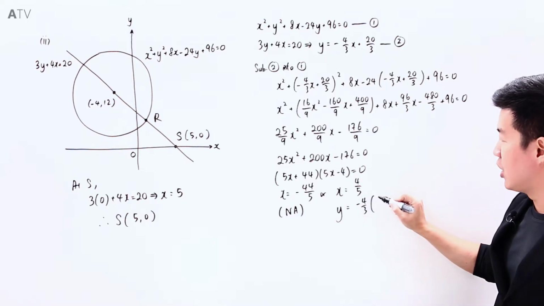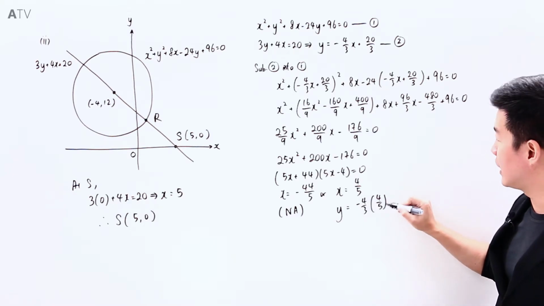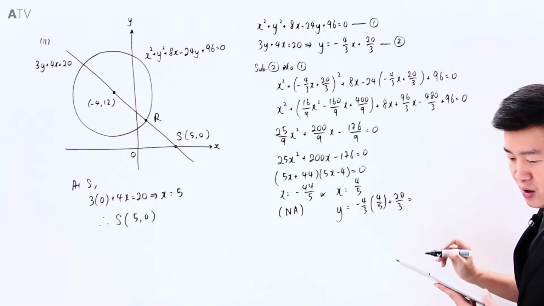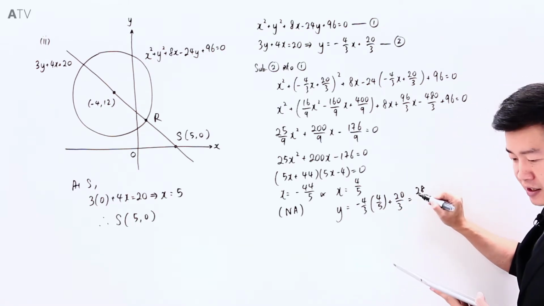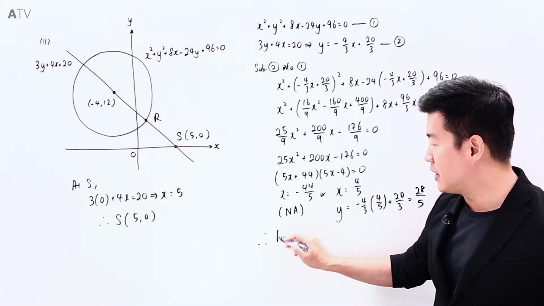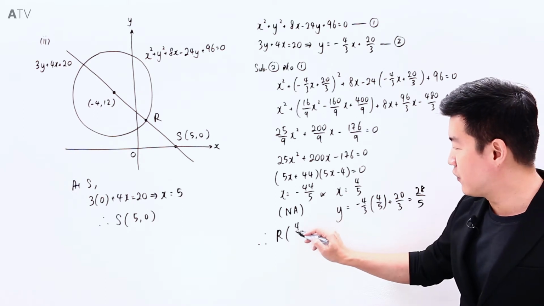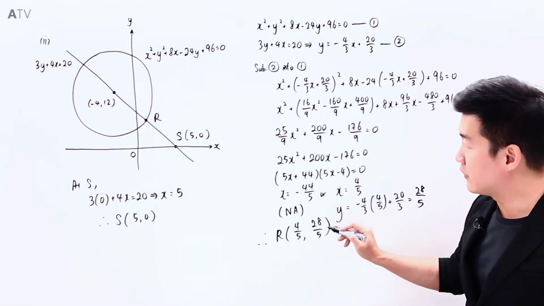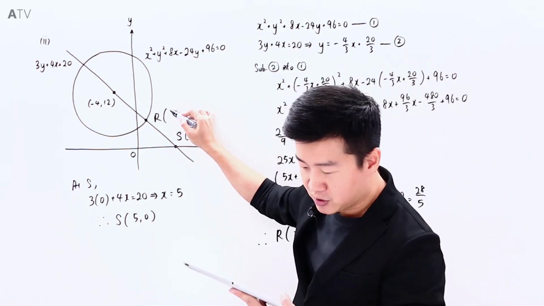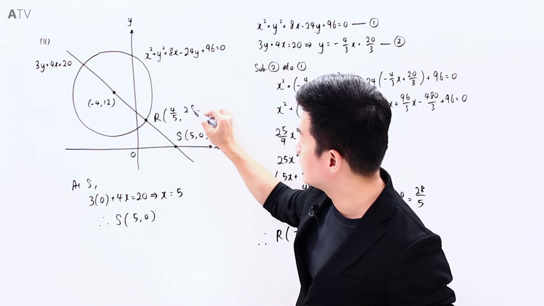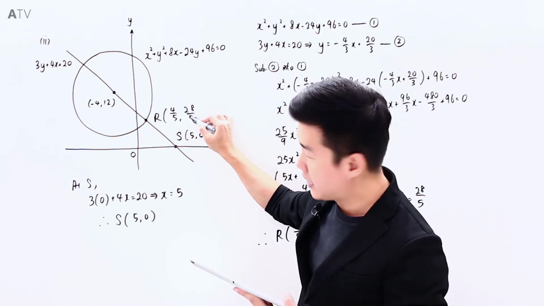The y coordinate of R will be found by substituting this back into equation number 2: minus 4 over 3 of x, which is 4 over 5, plus 20 over 3. And this will give me y to be 28 over 5, which means that the coordinates of R over here are (4 over 5, 28 over 5). So let me fill in here also. R will be this, 4 over 5 and 28 over 5.